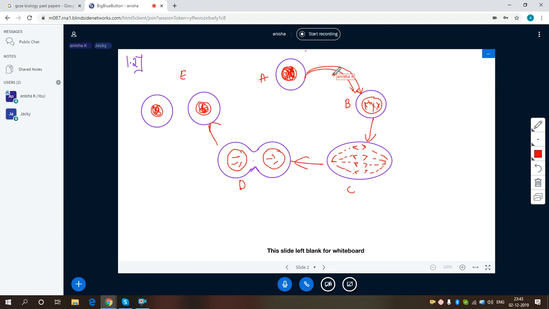Okay. Question number 1.4. Describe what is happening to cell D. What you have written is the cell has made a copy version of it. Here the nucleus is dividing, right? And you can just say the nucleus and the cytoplasm both are dividing.